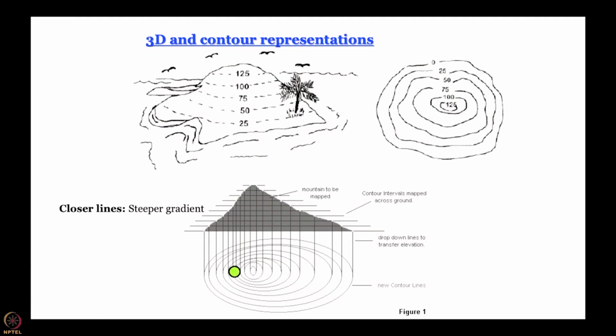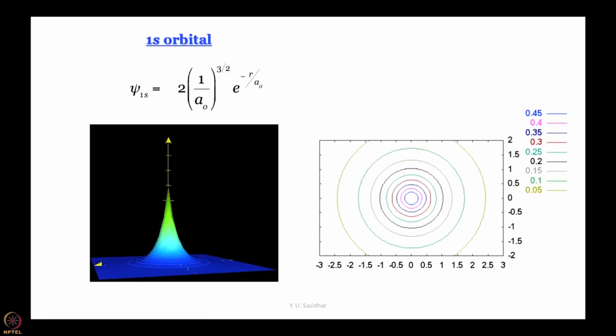So how do you designate troughs? Well, you can write -25, -50 and so on and so forth, or you can use contour lines of different color. Generally, as we are going to show, contour lines and color shading together give us very beautiful pictures, right. So let us go ahead. The first picture that I show, and I drop a bombshell on you right away, is the 1s orbital.